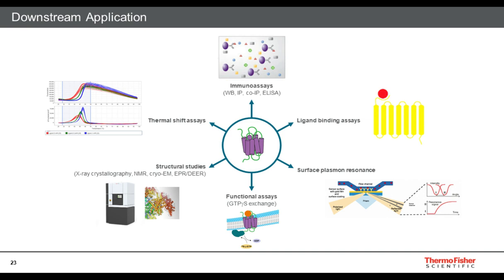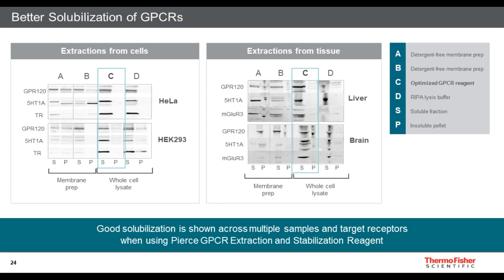Some of the common downstream applications or assays for GPCRs include, if you start at the top of the slide, immunoassays, ligand binding assays, surface plasmon resonance, functional assays such as GTP gamma S exchange assays, structural studies such as NMR, X-ray crystallography or cryo-EM, and thermal shift assays.